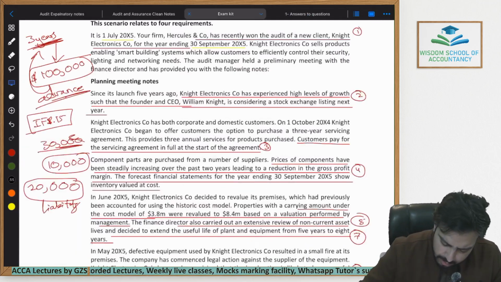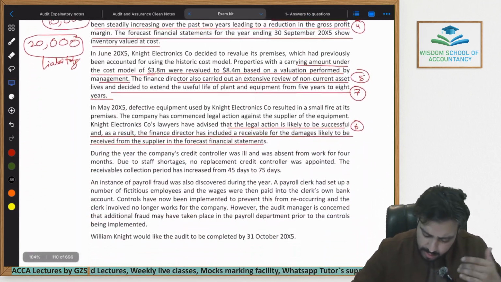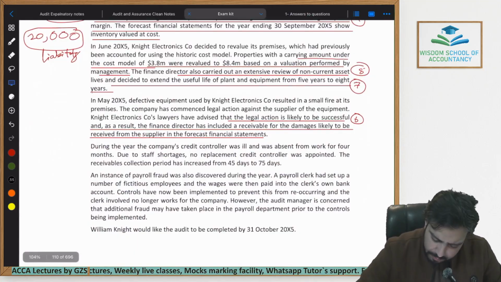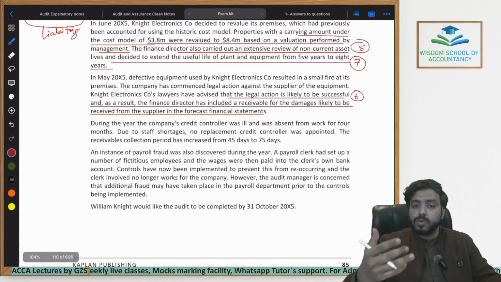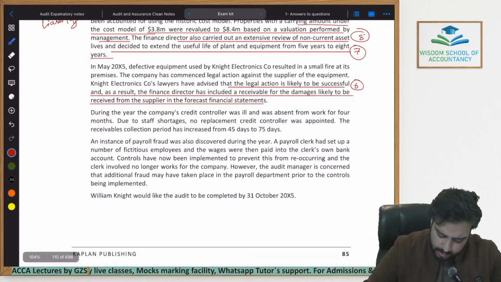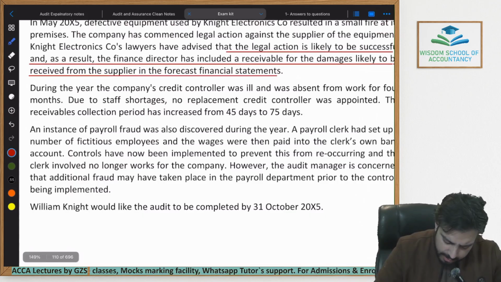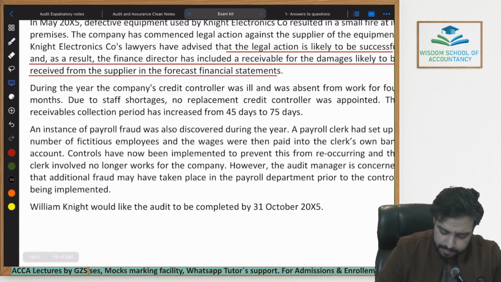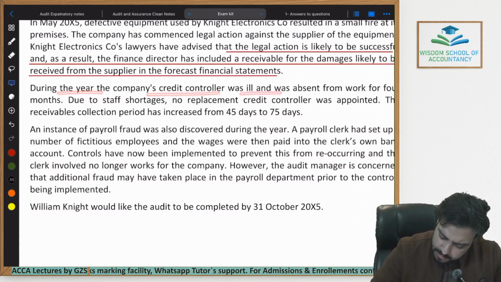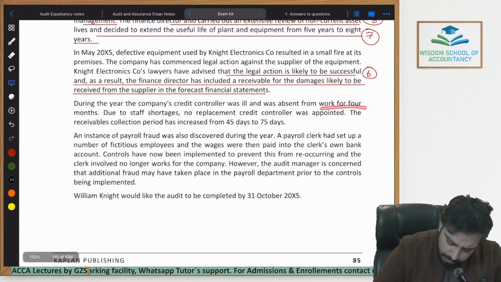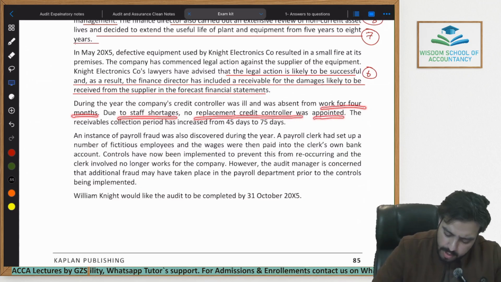Now, moving forward towards my question, I've already identified 7 different types of risks. Only one more needs to be identified to properly complete this question within the exam. Let's try to identify it. During the year, let's read forwards now, the company's credit controller was ill and was absent from work for 4 months. Due to staff shortages, no replacement credit controller was appointed, so there was no one.